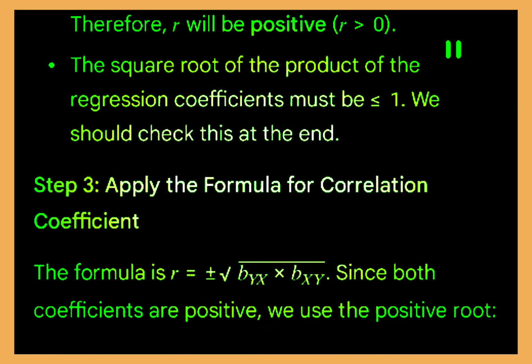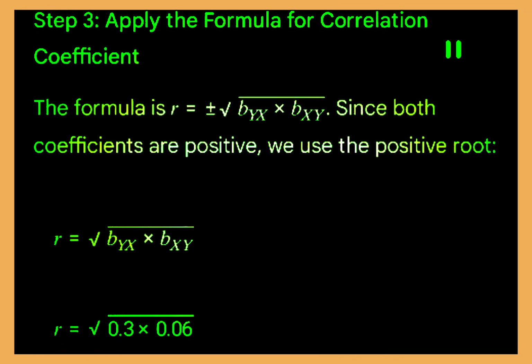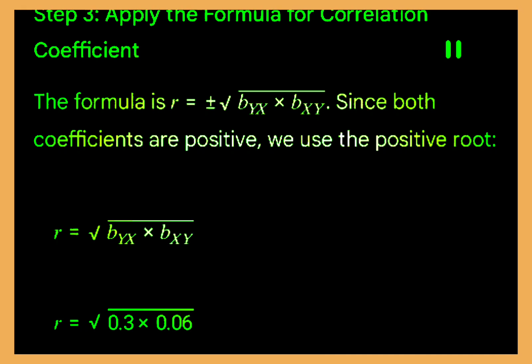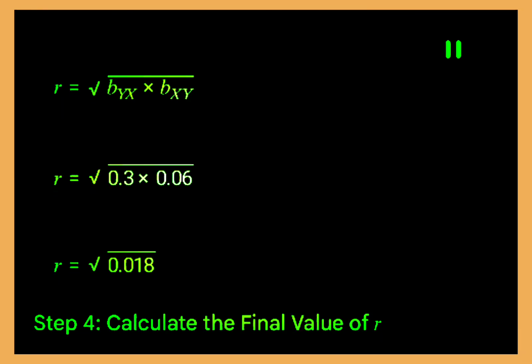Step 3. Apply the formula for correlation coefficient. The formula is r equals plus or minus the square root of b_yx times b_xy. Since both coefficients are positive, we use the positive root. Step 4. Calculate the final value of r.